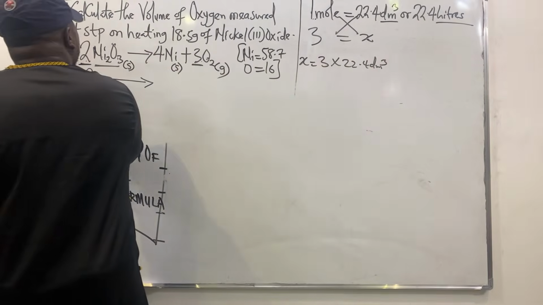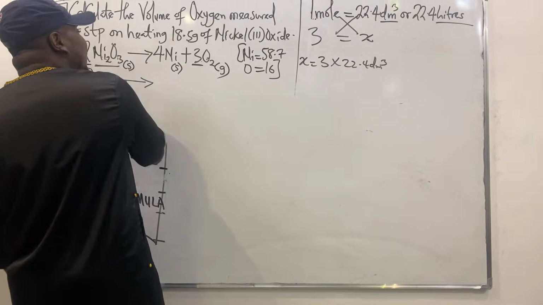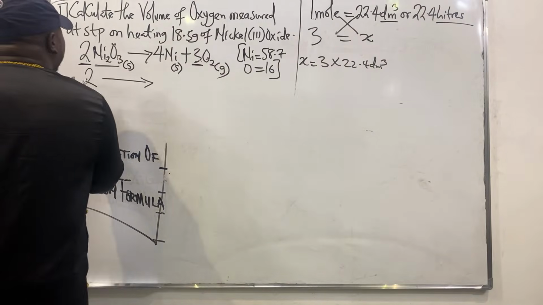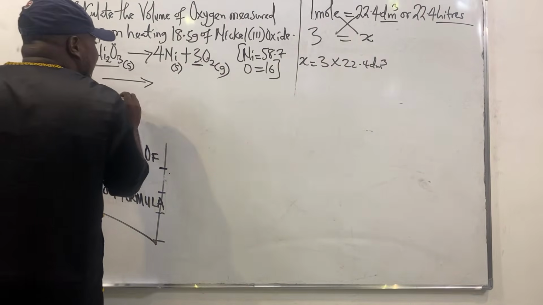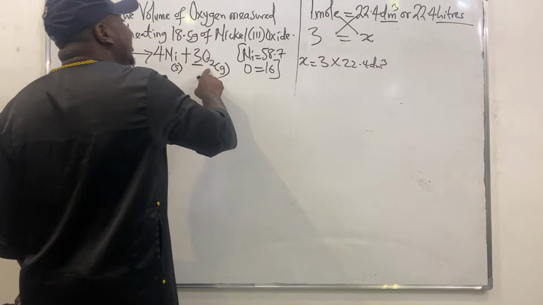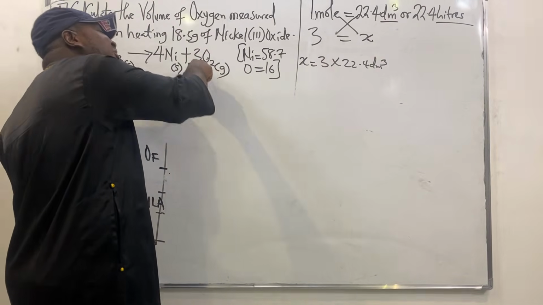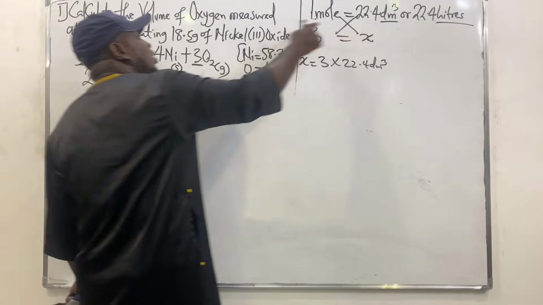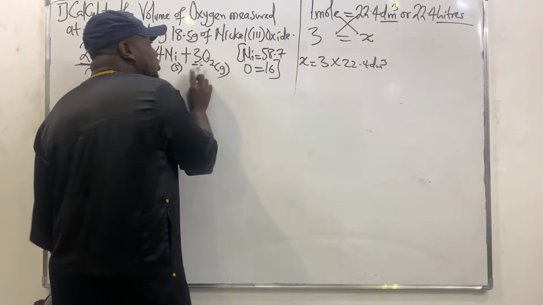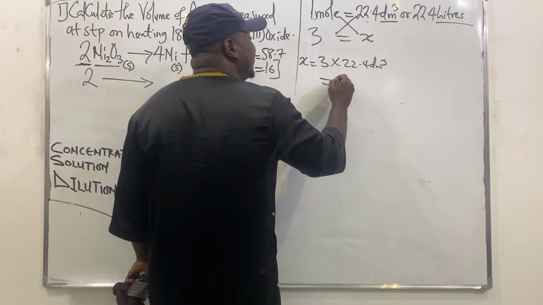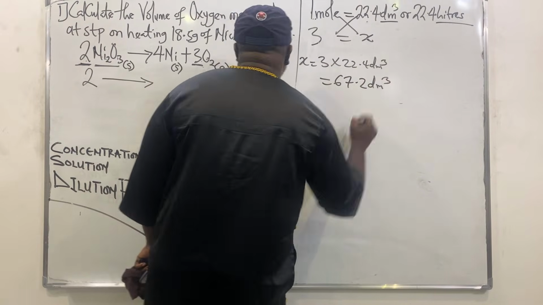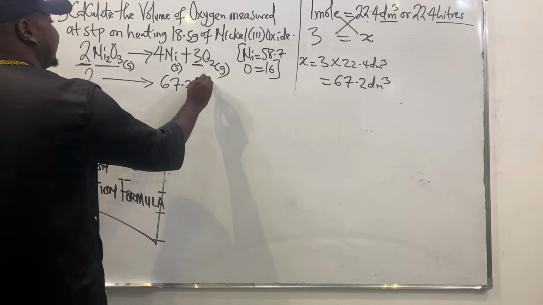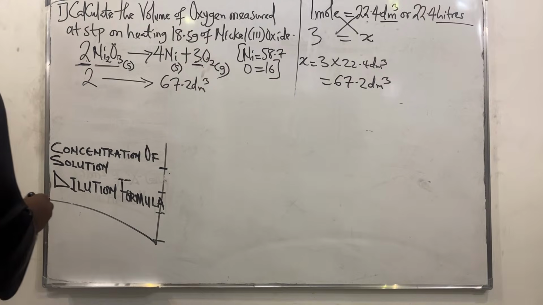This is relating mass, mole to volume. This is mole to volume stoichiometry. I'll come again in case you are lost. Class, on the balanced chemical equation, 2 moles of nickel 3 oxide gave 3 moles of oxygen. But oxygen is a gas. The gaseous part of the reaction will be converted to molar volume, 22.4. So every mole of oxygen is 22.4 dm³. If we have 3 moles of oxygen, that will be 3 times 22.4, giving us 67.2 dm³. So 2 moles of nickel 3 oxide gave 67.2 dm³ from the balanced chemical equation.